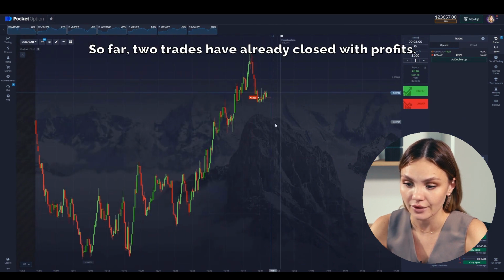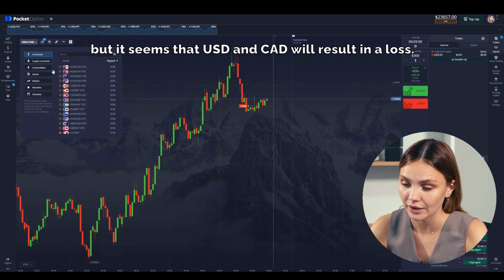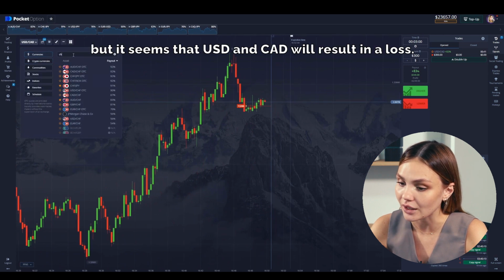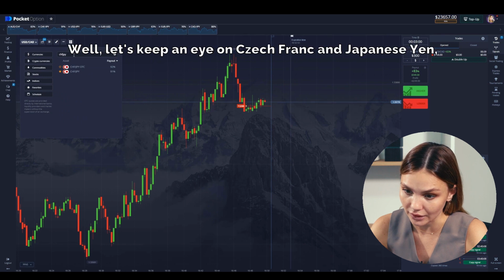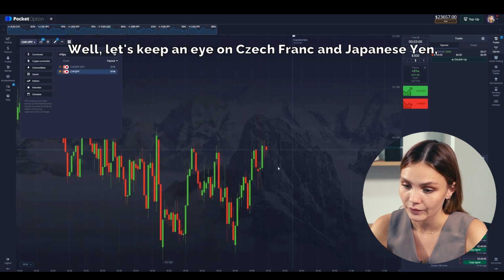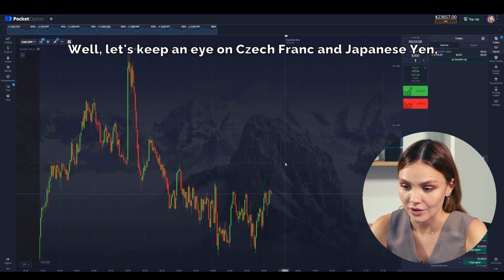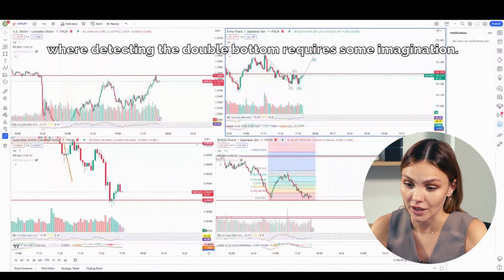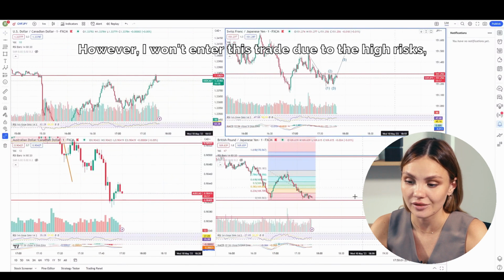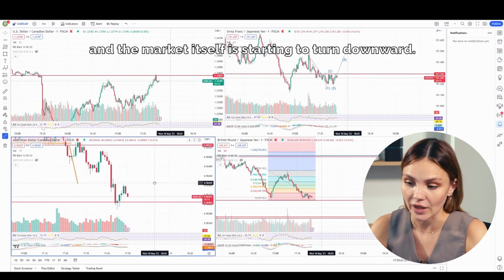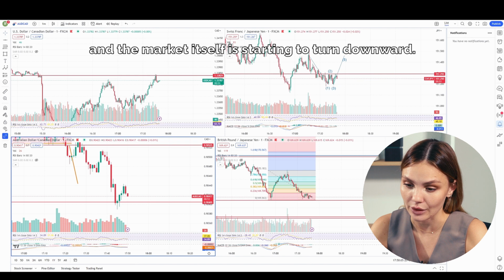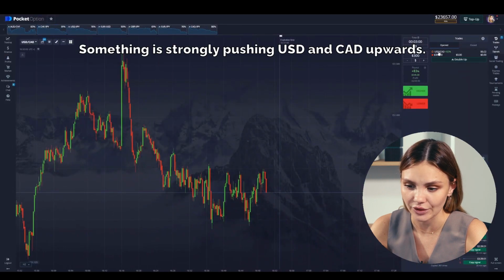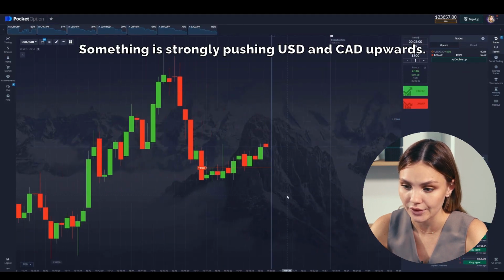So far, 2 trades have already closed with profits, but it seems that USD and Canadian dollar will result in a loss. Well, let's keep an eye on Czech franc and Japanese yen, where detecting the double bottom requires some imagination. However, I won't enter this trade due to the high risks, and the market itself is starting to turn downward. Something is strongly pushing USD and Canadian dollar upwards.